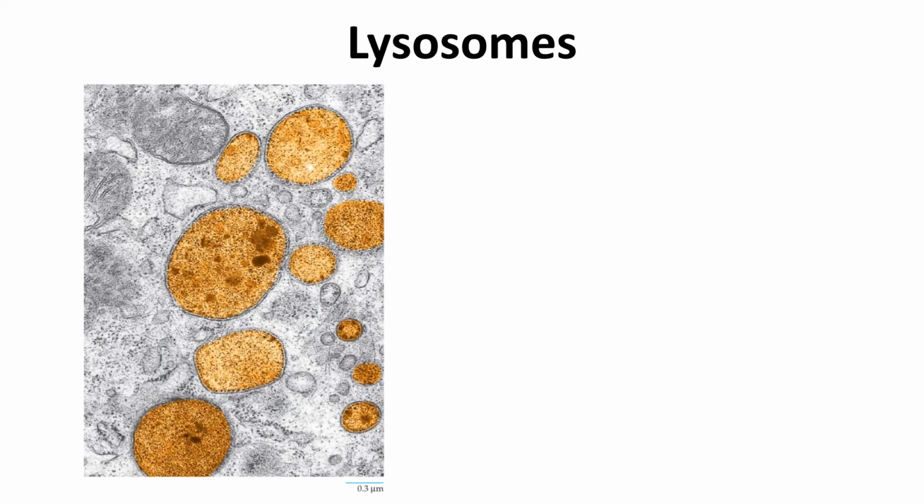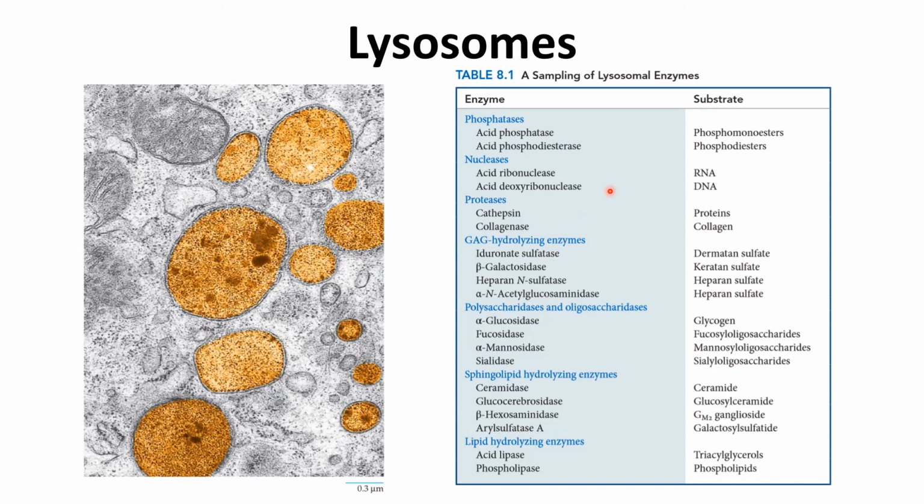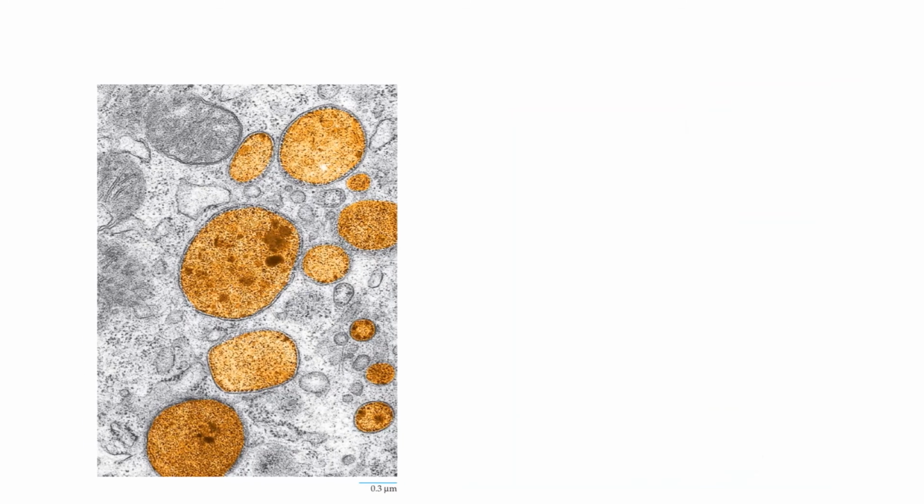Now let's go back to lysosomes. So lysosomes are the digestive compartments of the cell. They contain hydrolytic enzymes carried to them via vesicles that are coated with clathrin, if you can remember. And these are some of the listings of the enzymes. So you can see here phosphatases, nucleases that are able to digest RNA or DNA, proteases that are able to digest proteins, and all of the other enzymes that are found in the lysosomes.